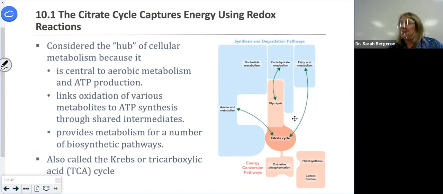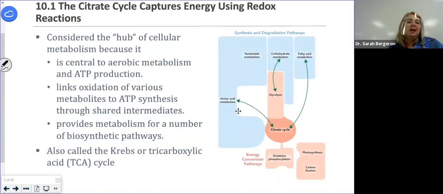Fatty acid metabolism, right? If you eat too much, you'll make fatty acids. If you don't eat enough, you'll metabolize fatty acids. The same thing is true about amino acids as well. But it is aerobic. What does aerobic mean? In the presence of oxygen.